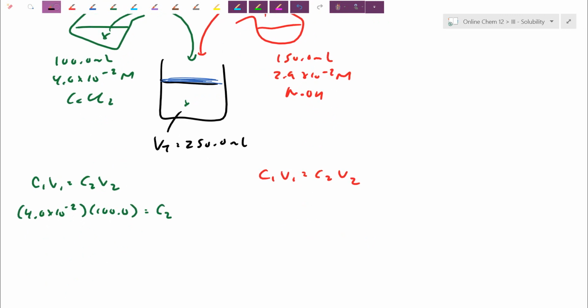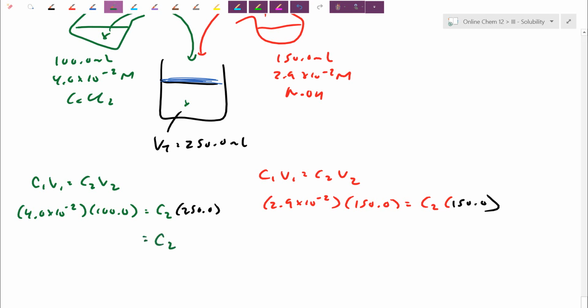What's the new concentration given that my final volume is actually 250? Similarly, on the other side, my concentration was 2.9 times 10 to the negative 2. The volume was 150. What's the new concentration given that my final volume, again, is 250? This has nothing to do with saturation. This is just purely when you mix solutions together, the pool is bigger. What is your new concentration upon dilution?